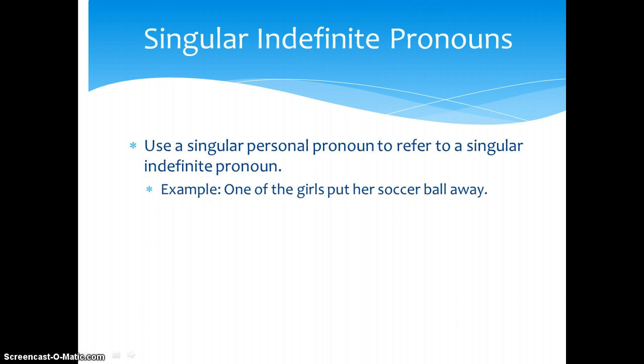Singular indefinite pronouns: use a singular personal pronoun to refer to a singular indefinite pronoun. One of the girls put her soccer ball away. Her refers to one. And so that's going to be a singular indefinite pronoun, because of the previous slide, what I just said, pronouns containing one, thing, or body are always singular. And then the other example on page 76, everyone added his or her favorite item to the time capsule. His or her, your pronoun refers to the word everyone. Everyone is going to be a singular indefinite pronoun.